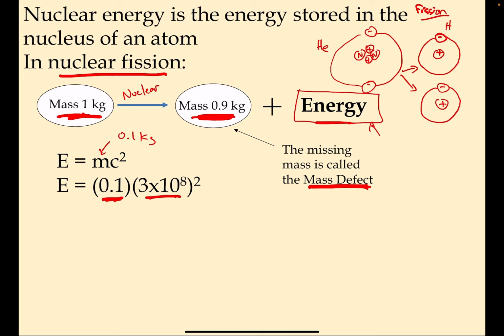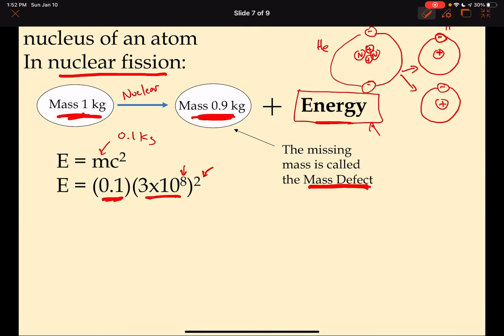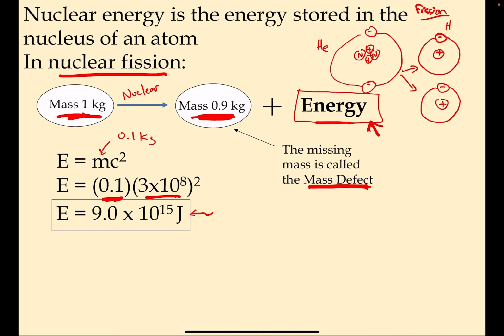Remember, c is just the speed of light, and don't forget to square it. As soon as we get this exponent here, sometimes people forget the other exponent. Don't forget that exponent. We've got to square that thing. We square the speed of light, we times 0.1, we get this giant number here. That is the amount of energy produced during this nuclear reaction.